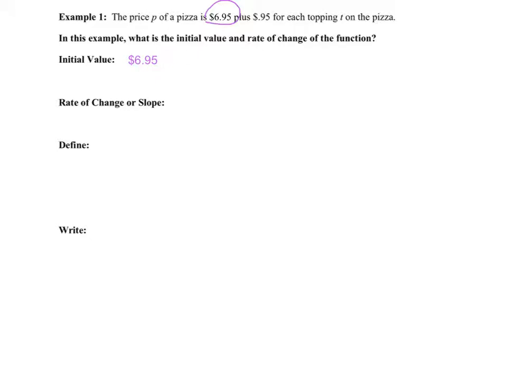Our rate of change. So what's changing in this problem? Well, the amount of toppings. So 95 cents for each topping is our rate of change. However many toppings there are is how much more or less our pizza is going to cost.